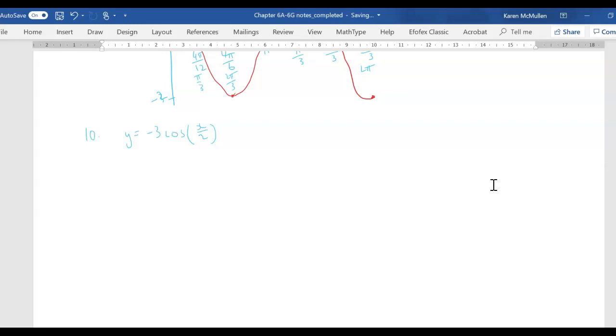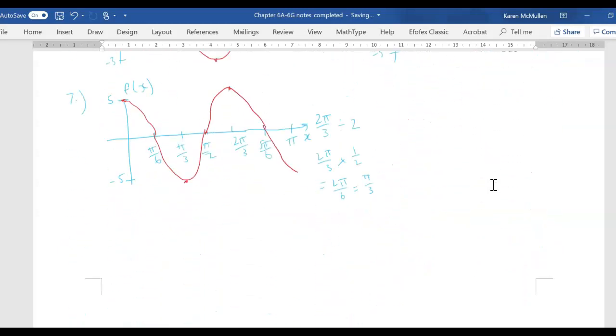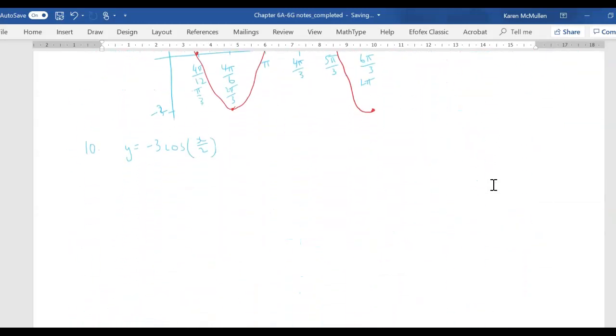And just double check everything, and I need the domain. 0 to 4 pi. Oh, it's going to be a long one. Okay, so our amplitude is 3. It doesn't matter that it says -3. Your amplitude is still the positive value. Your value of n is half, so your period is 2 pi divided by a half, which actually makes that 4 pi. So that's not as hard as I thought it was going to be.